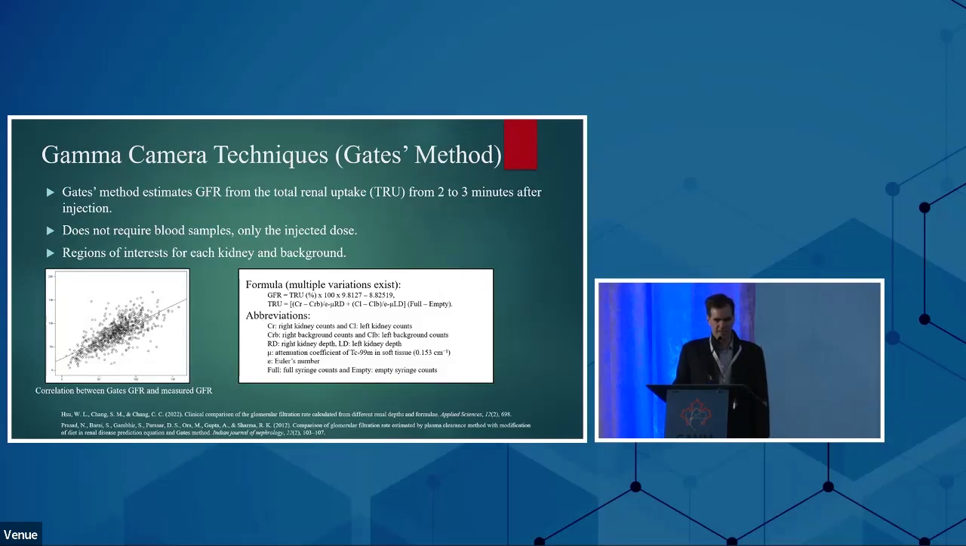It's just that with DTPA, the total renal uptake is obtained between 2 and 3 minutes. And we do get regions of interest drawn on both kidneys and background.